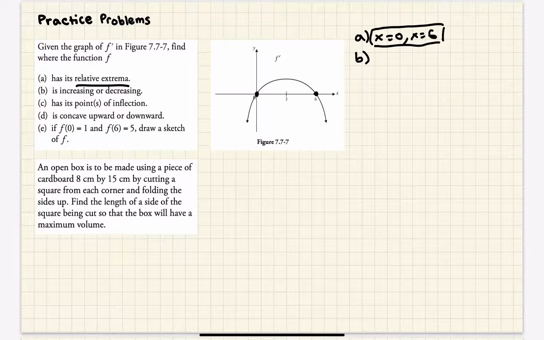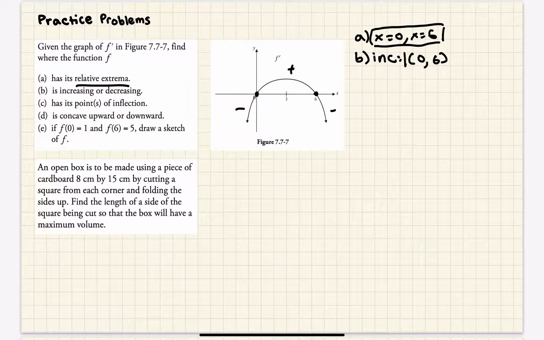B is increasing or decreasing. That occurs exactly based on the sign of the derivative. So we said minus, positive, negative, positive, negative. And so when it's negative, it's decreasing; positive, it's increasing. So for increasing, we can say it's from 0 to 6.